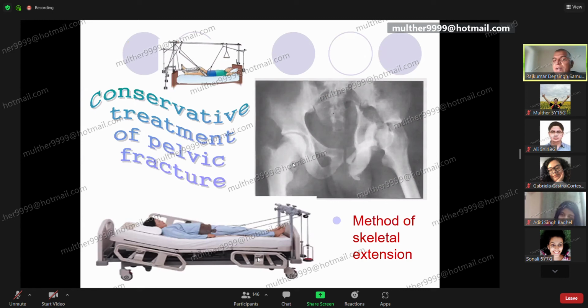Here in this scenario, we can see the patient is once again indicated for surgery. Maybe while we are preparing for surgery, or we plan to treat conservatively only. In this case, we can put the patient on skeletal traction, skeletal extension. Understood?